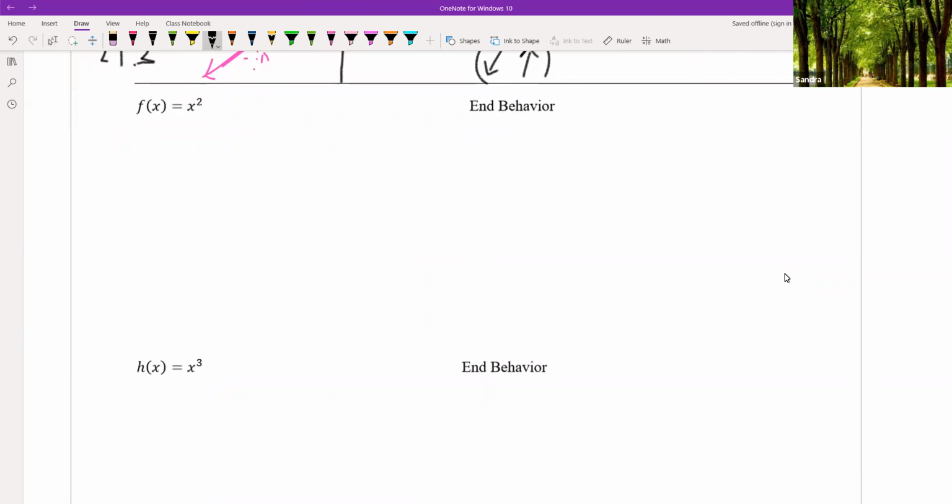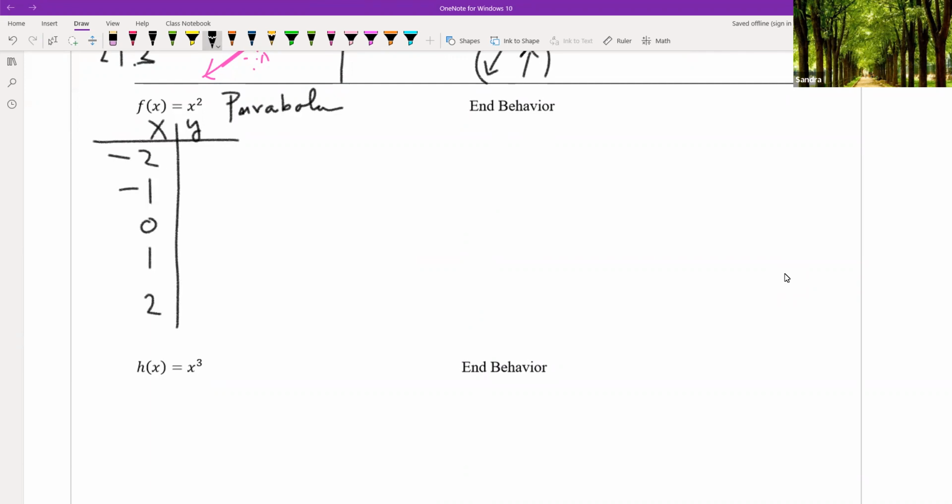We're going to do it the same way. You can see that this is a parabola. And for my parabola, I'm also going to make a t-table of values: -2, -1, 0, 1, and 2. By the way, everybody should know what the shape of this parabola is. But in case you have forgotten, this will be for practice.